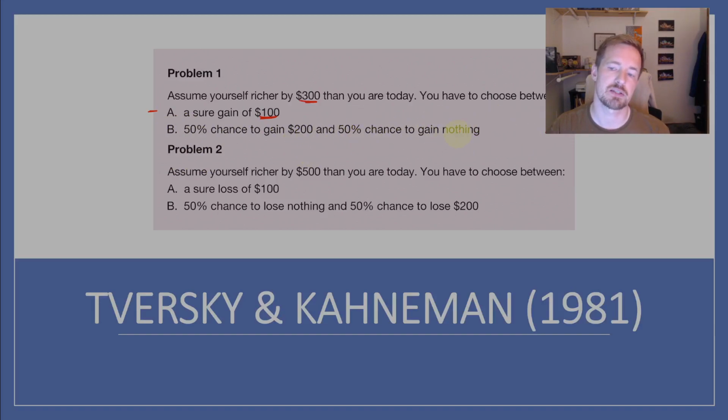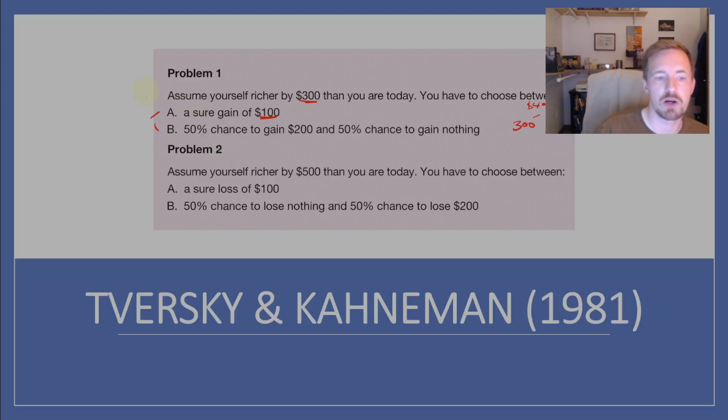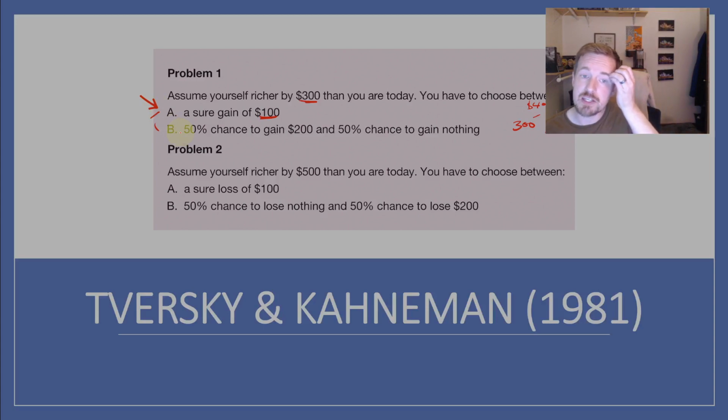We have a 50% chance to gain nothing, which means that we would have 300, which means that the average is going to be about $400, which is exactly what bet number A is. So there is no real difference between these two options. However, people choose them differently. People choose them differently because they will go with A. People will go with A because they're worried about losing something now that they have it.